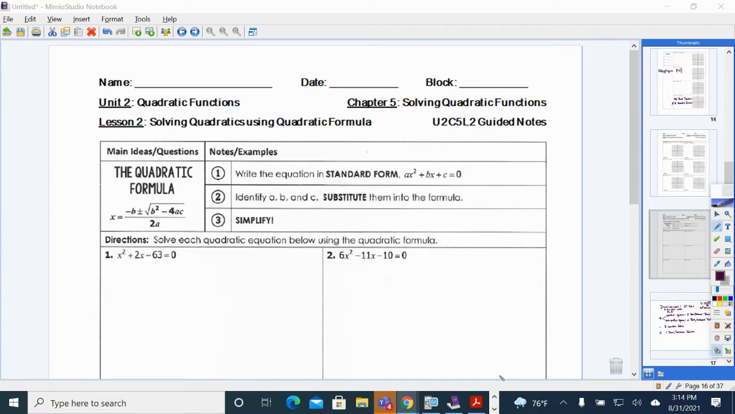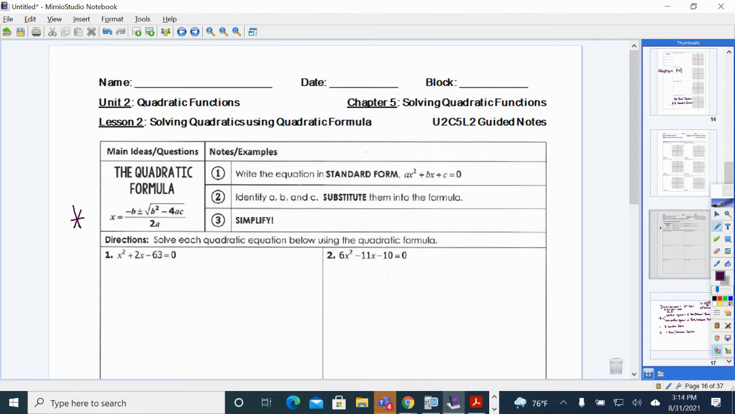This video is on Unit 2, Chapter 5, Solving Quadratic Functions, Lesson number 2, Solving Quadratics Using the Quadratic Formula. In your notes here, it gives you the quadratic formula on the very left. It says x equals opposite b plus or minus the square root of b squared minus 4ac. All of that is going to be divided by 2a.